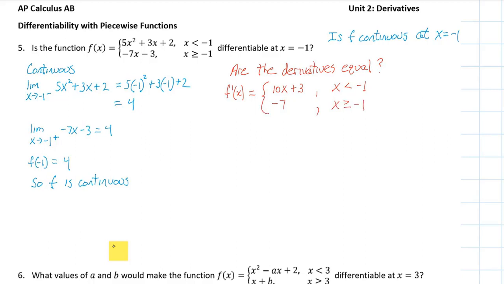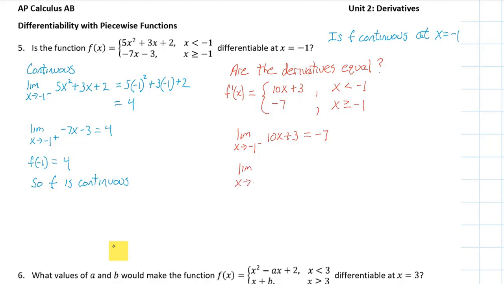All right, so I need to know if those are equal. I need to know if the limit, again, we're talking about limits, as x approaches -1 from the negative side of f prime of x. So that's my first function. And actually, instead of f prime, I'm just going to put 10x plus 3. I need to know the limit of that part. So I would plug in -1. That would be -10 plus 3. So that's -7. And then I need to find out if the limit of the other function is the same.